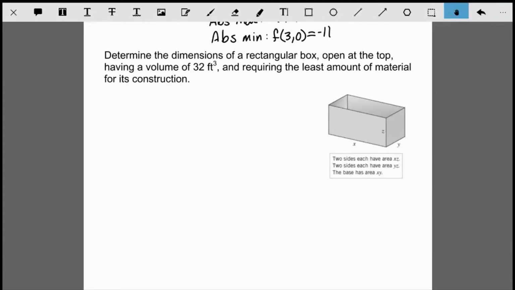All right, so last thing here in this section. It says determine the dimensions of a rectangular box open at the top having a volume of 32 cubic feet and requiring the least amount of material for its construction. Okay, so what I want to do here is, this is an optimization question, right? So if you remember back to 2D calculus, after we understood all this stuff about finding maximum values, we started to get into application problems.